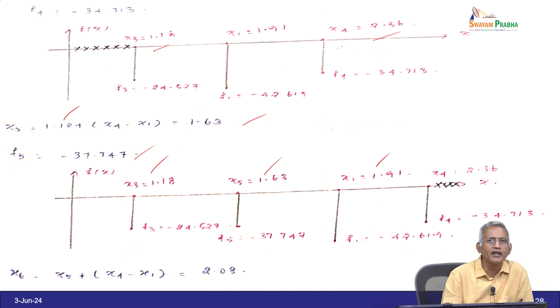So, omitting x4 to the upper interval, the limit you have to take is x5 to x4. So, x5 plus x4 minus x1, x5 is 1.63, x4 is 2.36 and x1 is 1.91, we have 2.08.